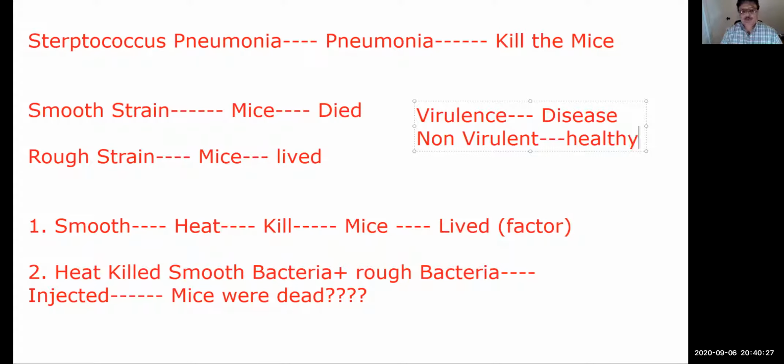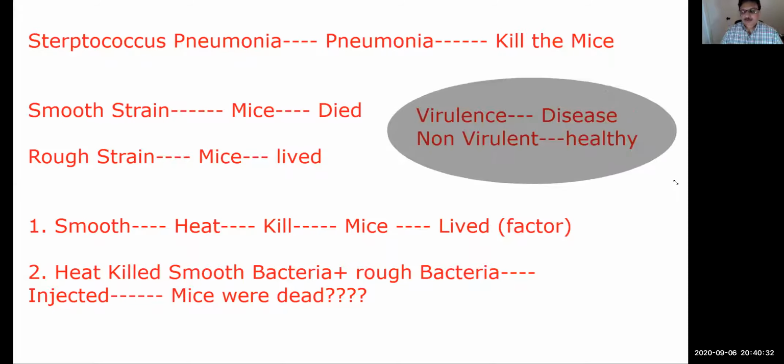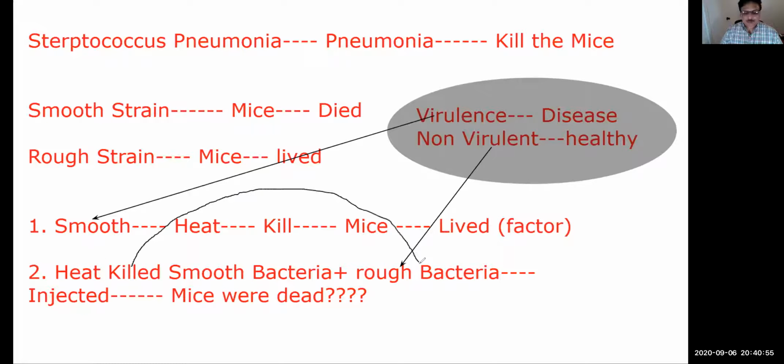So what I want to connect this to is that the smooth bacteria was the virulent strain, and the rough bacteria was non-virulent. But something happened that transformed it. Some factor in the smooth bacteria would transform the rough bacteria. So what was that factor?